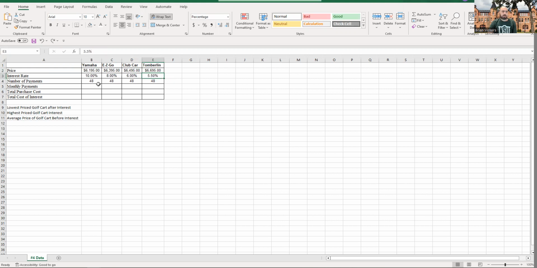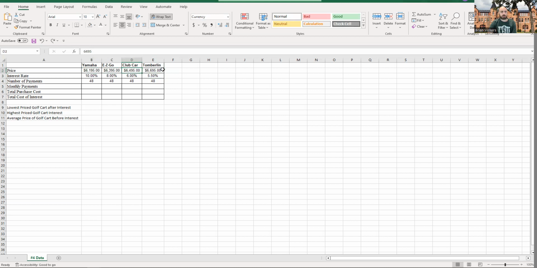And so we're going to use the payment function. If you've taken your finance classes yet, this will be very familiar to you. If not, we're going to do a very simple version of this to try to figure out which one is actually going to truly cost us the most, both in monthly payments and in total cost paid.